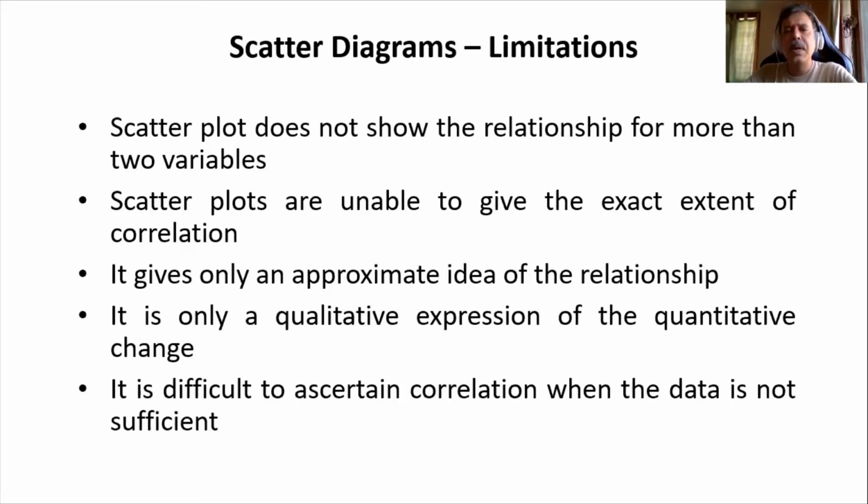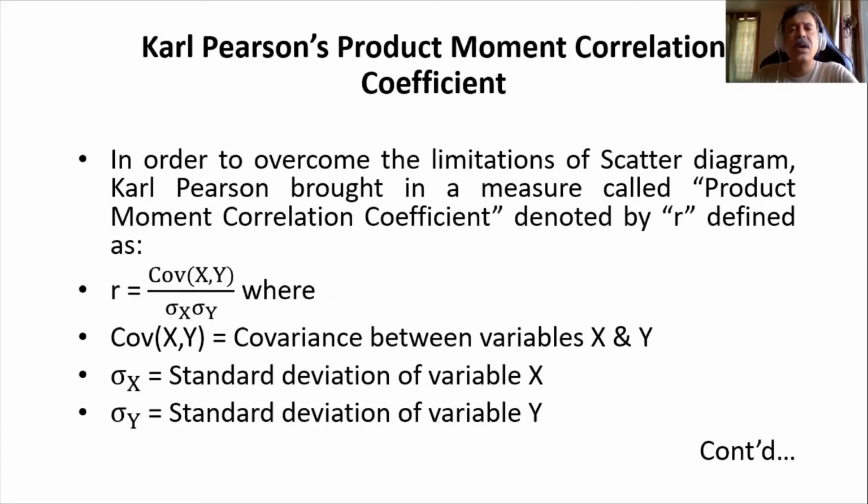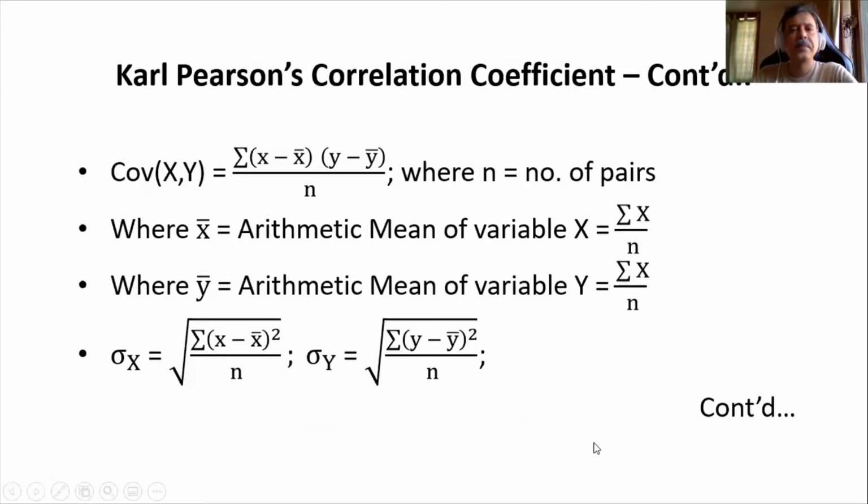So in order to overcome these limitations, the mathematicians or statisticians of that time felt the importance of having a measure. So Karl Pearson brought in a measure called product moment correlation coefficient, which he denoted by smaller r and defined as covariance of x comma y divided by the product of standard deviations. Where Vxy is covariance between x and y, sigma x is standard deviation of variable x, sigma y is standard deviation of variable y.